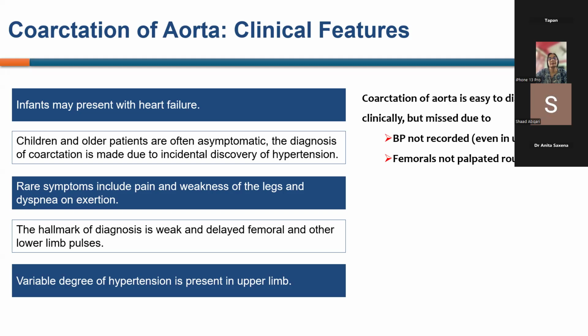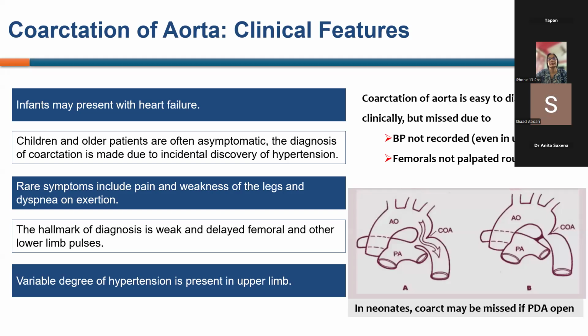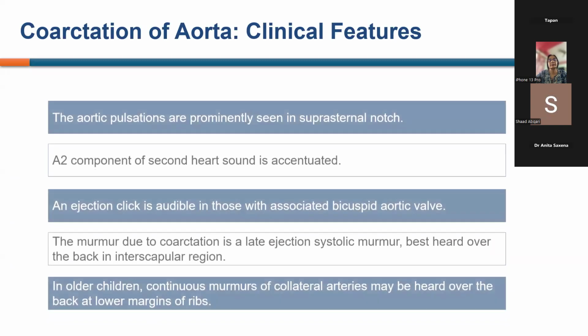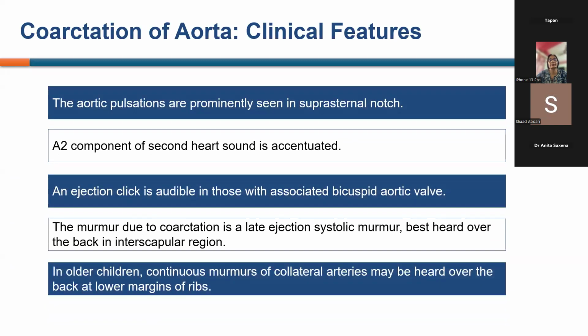Now, as I said, it is easy to miss because we don't record blood pressure and femorals are not palpated routinely, but it is also easy to miss in newborns, even if you've done an echocardiogram, even if you've examined the baby, felt for the femoral pulses, simply because there's a large PDA which is open and which allows the femoral pulses to be felt almost normally. But once the ductus closes, then the coarct actually appears. And that is the time when they can collapse because of severe hypertension in the upper limb and left ventricular failure.